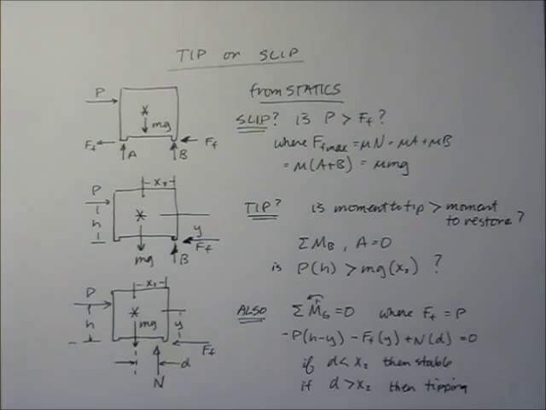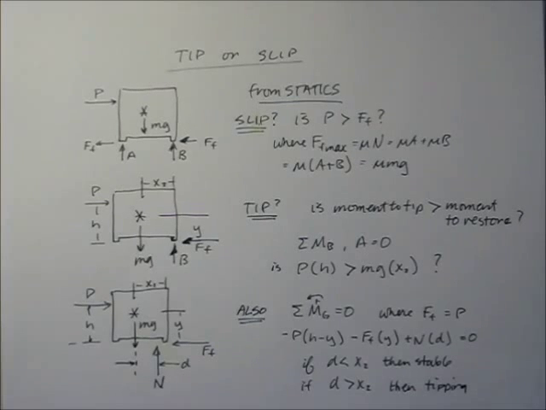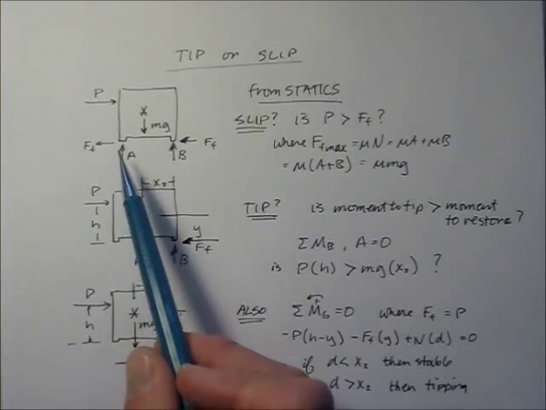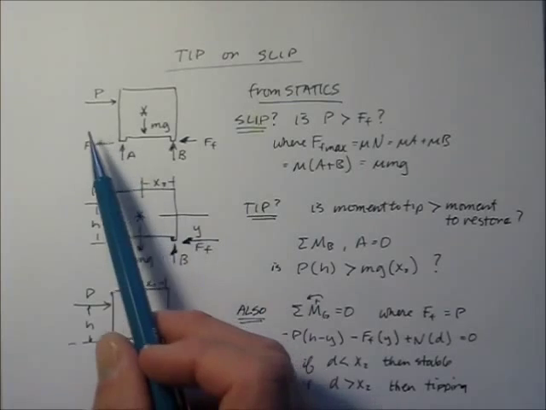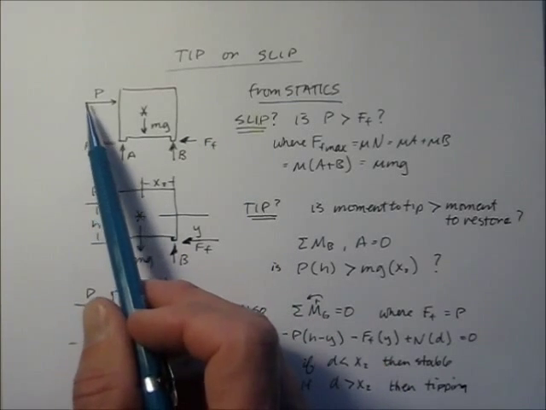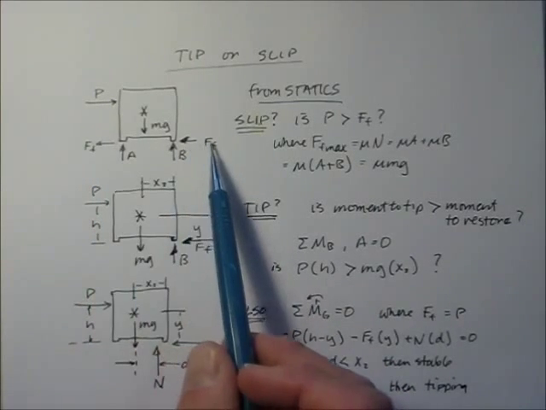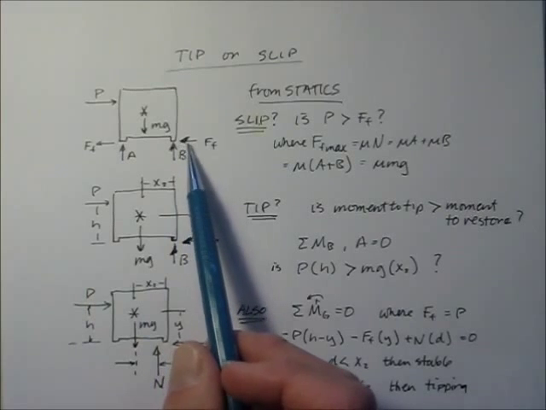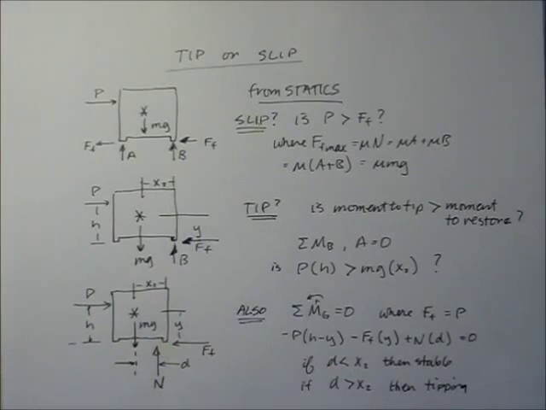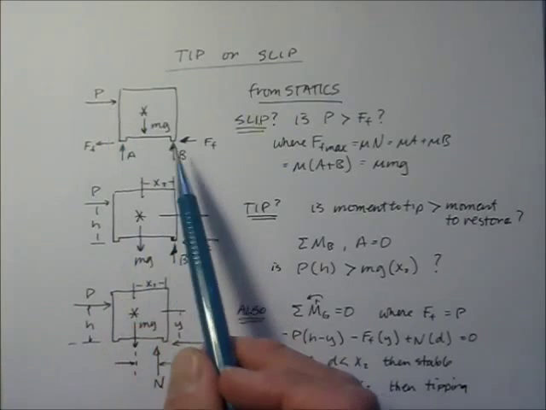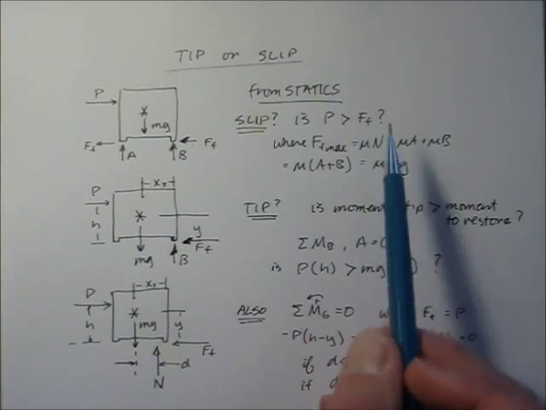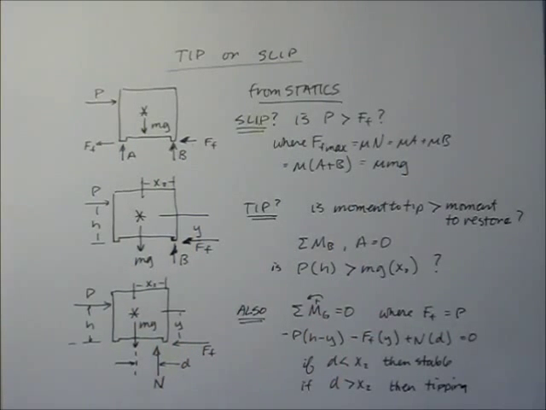So first, let's refresh our memory about tipping and slipping in statics. In a static condition, we know that it slips if the force of pushing, the P here, exceeds the force of friction. Force of friction is maximum when it is equal to mu normal. Therefore, if P is greater than mu normal, or P is greater than the force of friction, we can say that it is slipping.